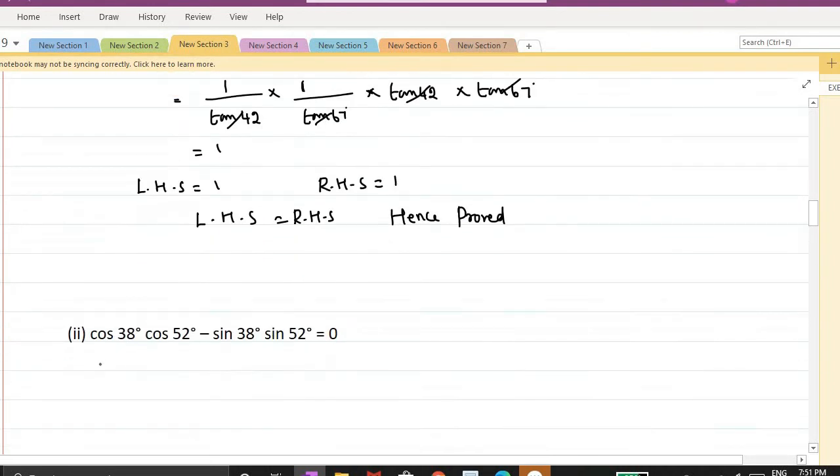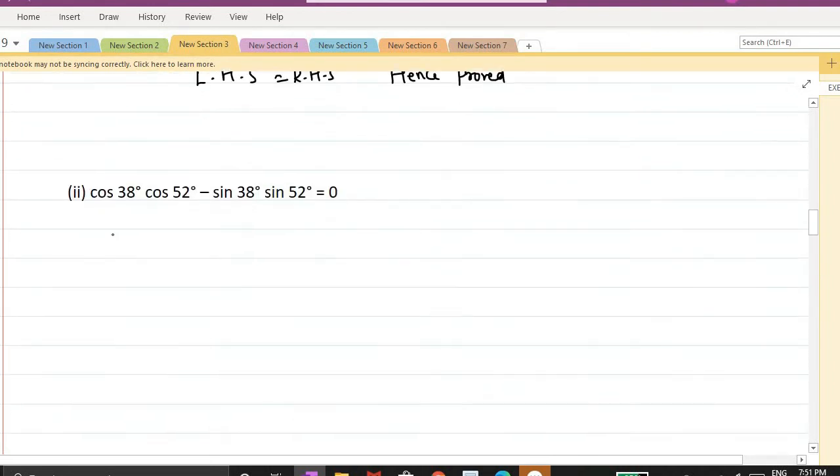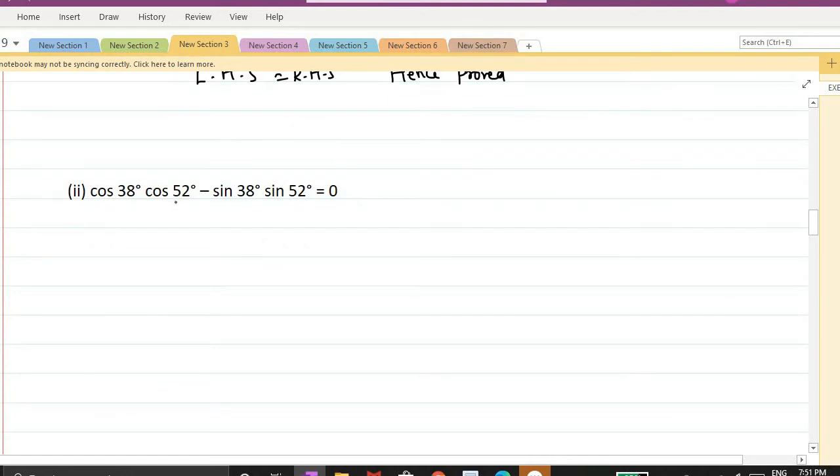Second subdivision, what is the question given? cos 38 degree into cos 52 degree minus sin 38 degree into sin 52 degree equal to 0. So I am going to take the left hand side of the question. What is the left hand side? cos 38 degree into cos 52 degree minus sin 38 degree into sin 52 degree.